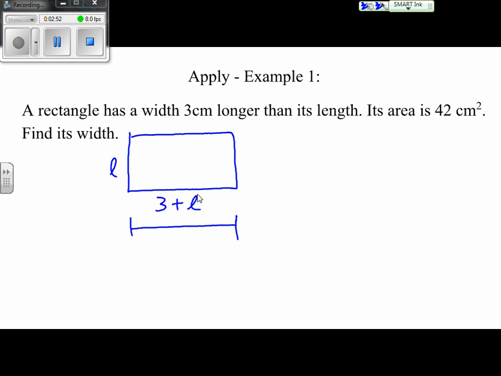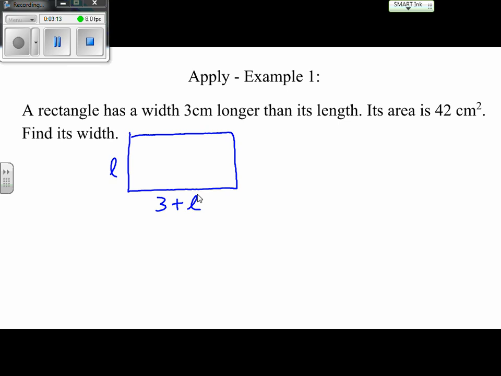Now, I could have done this differently. I could have let w be my variable and then just subtracted 3 from the width to make the length. That would have been fine as well. So there's multiple ways to do this. But the important thing is I'm only using one variable, because in a quadratic equation, we should only have one variable. That variable will be squared at some point, but it's just one variable.